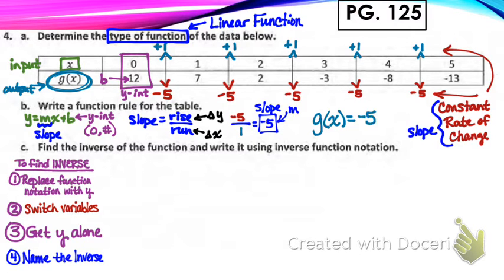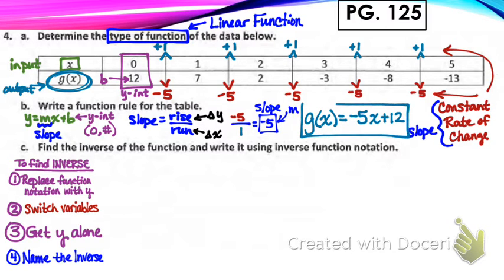-5. What goes next to the slope? X. And then I want my y-intercept, which is what? Plus 12. It was a positive 12, so we put plus 12 here. So in this case, do we wait till our question C to do the -1? Yes. Since we got this rule right from this table, it just uses this function notation.